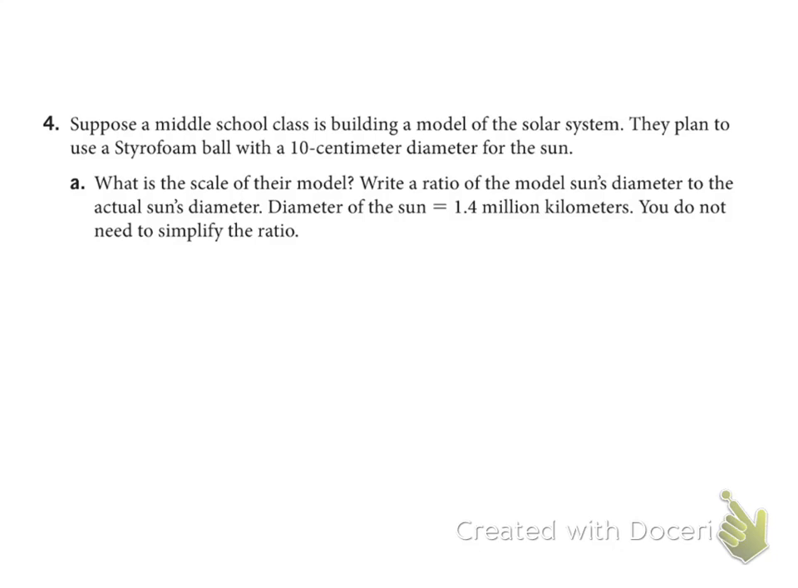Okay, so we want the ratio of the model sun's diameter. The model sun's diameter is 10 centimeters over, well, 1.4 million is probably best if we change that to scientific notation. So 1.4 million. Let's write it in standard notation first, and then we'll change to scientific notation. How would you write that in standard notation with the zeros?